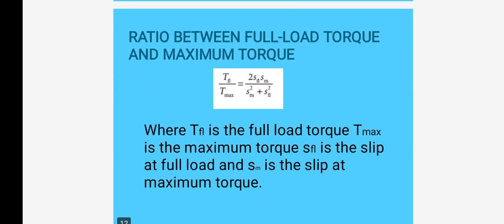Then the ratio between full load torque and maximum torque. From the above equation we can find the ratio between the full load torque and the maximum torque, where TFL is the full load torque and Tmax is the maximum torque, SFL is the slip at full load and Sm is the slip at maximum torque.